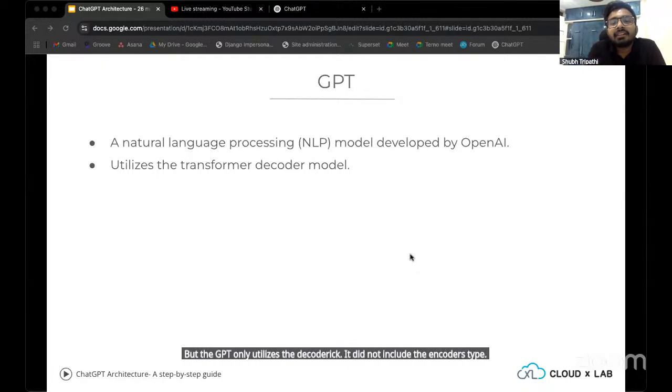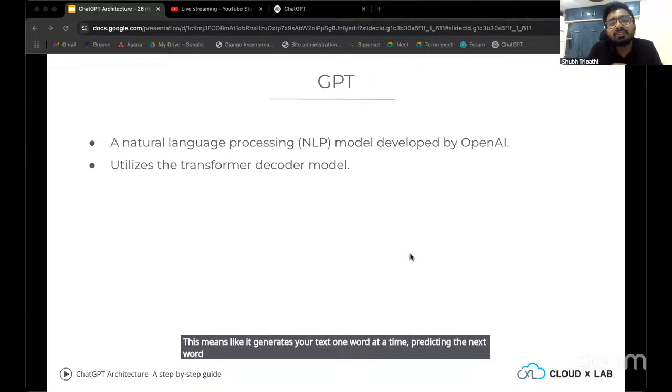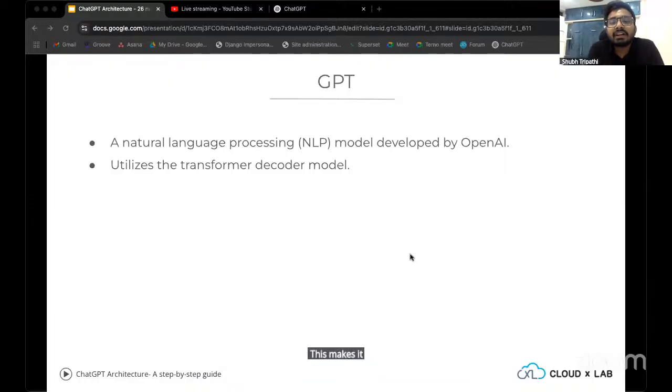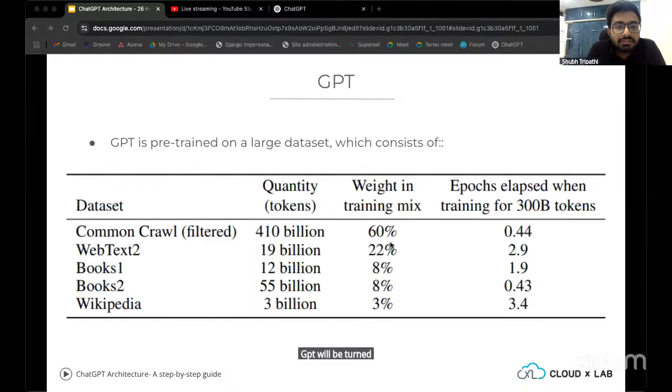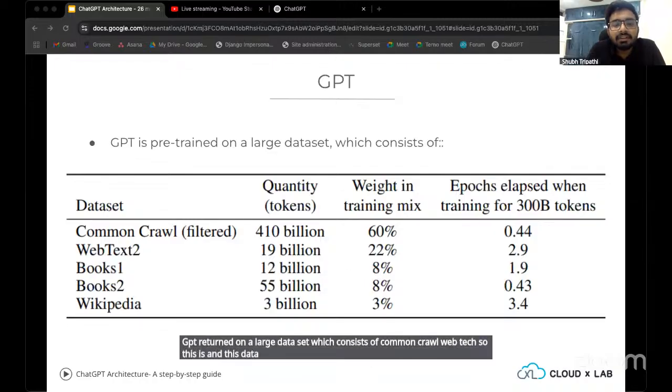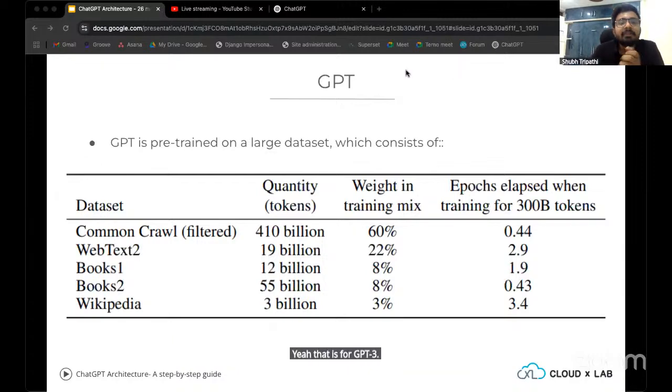This means it generates text one word at a time, predicting the next word based on the context of the previous words. This makes it highly effective for tasks like text generation, chatbots, summarization, and more. GPT is pre-trained on a large dataset which consists of common crawl web text. This data is for GPT-3. GPT-4 is trained on an even more huge dataset.